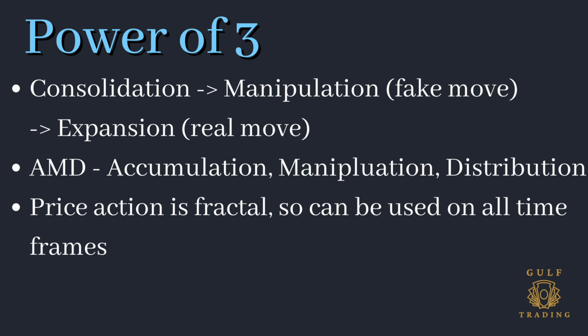Then onto the Power of 3. It involves 3 phases: consolidation, where price ranges; manipulation, which is the fake move that takes out liquidity; and then finally expansion, which is the real move, which you're going to want to catch. This is also called AMD, which stands for accumulation, manipulation, and distribution.